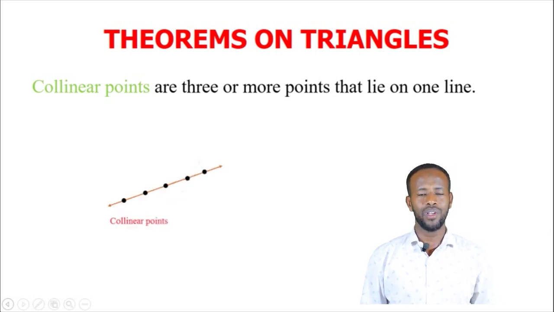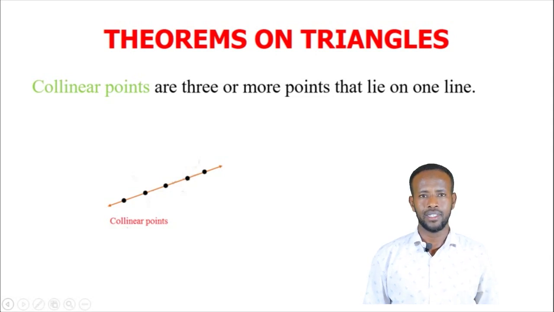Look, now in this figure, we have points that are marked by black color. So these points all lie on one line. Therefore, this type of points are called what? Collinear points. So, good introduction.